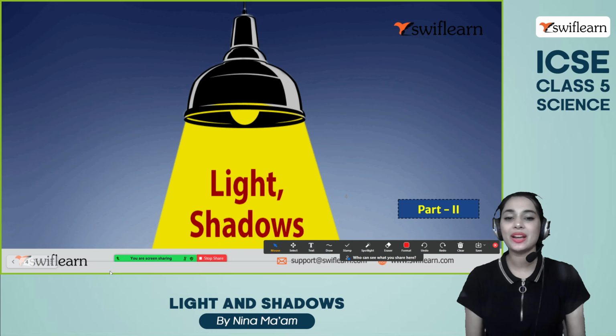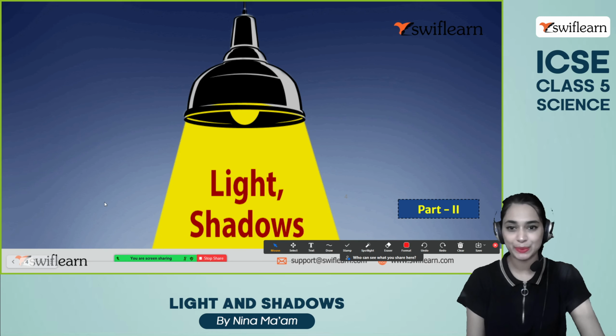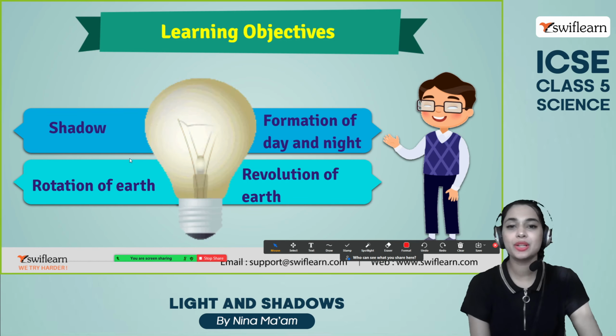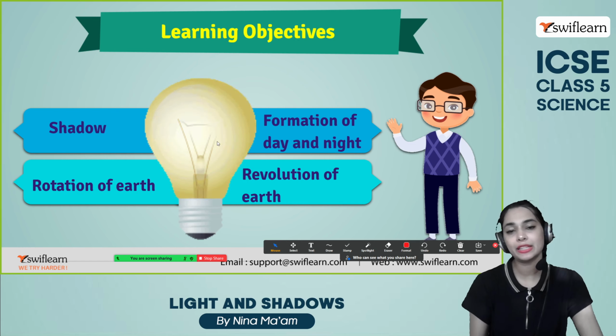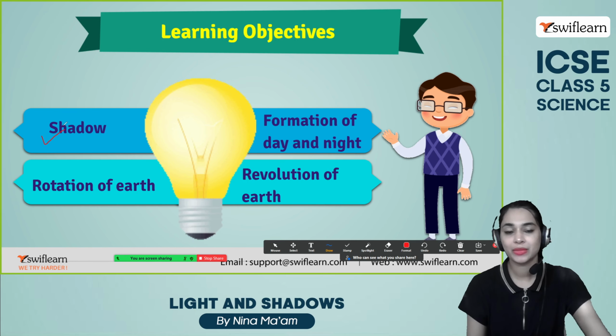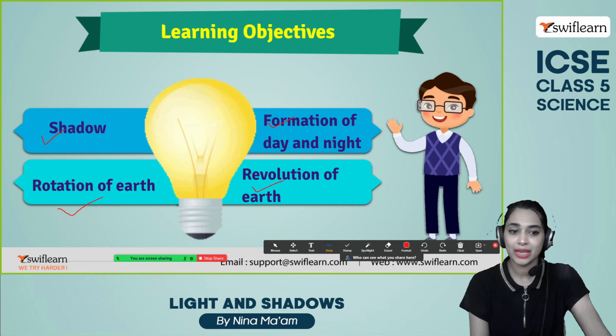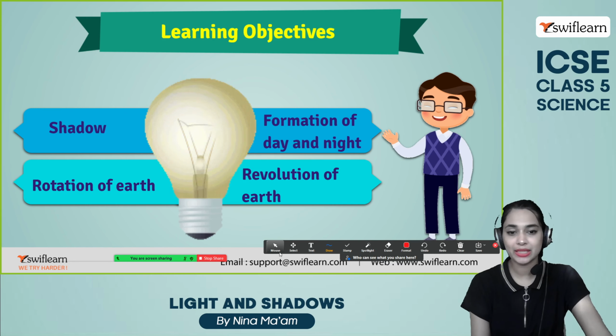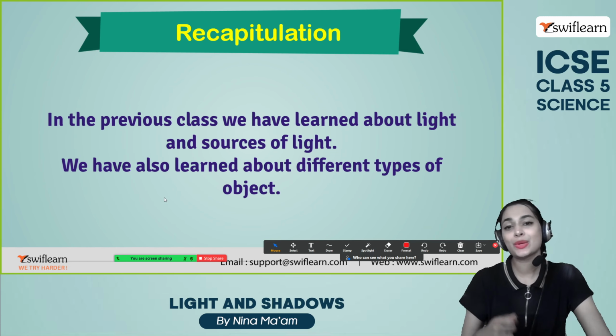So I'm back here with light and shadows part 2. In the previous chapter we learned about different things, and today we're going to learn about the shadow, the formation of day and night, rotation of the earth and revolution of the earth. These are the things we're going to learn today. It's so easy, you can do it. Get ready with your book and paper, and let's hold your pen as well.